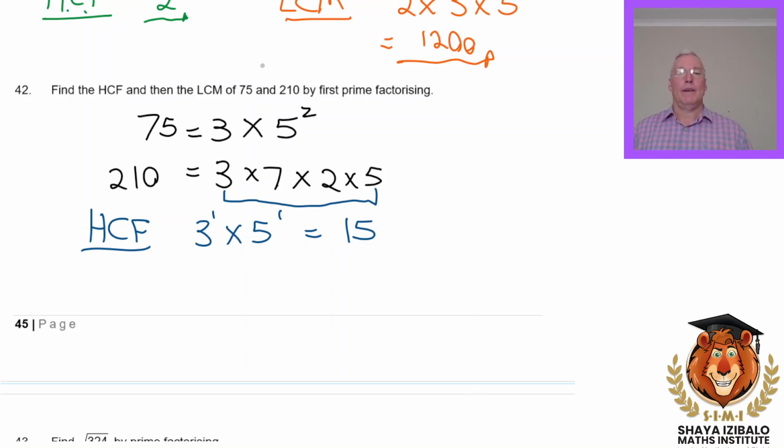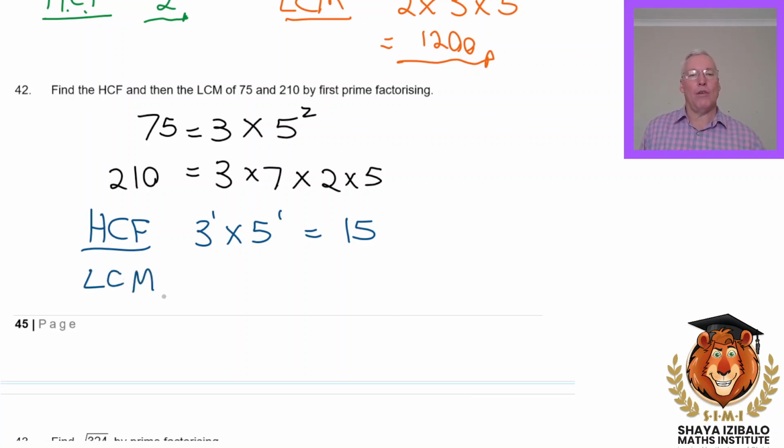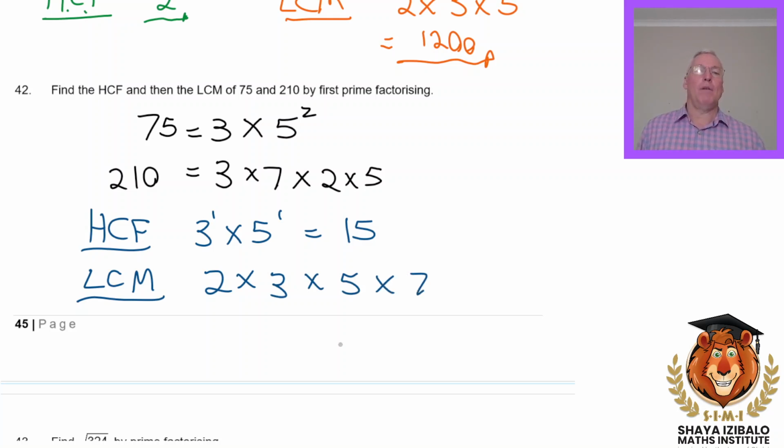Right, now let's do the LCM. For the LCM, we write down all the bases. We've got a 2, we've got a 3, we've got a 5, and we've got a 7. But now we must take the biggest number we've got of each. We've only got one 2, so we take one 2. Only got one 3, so we take one 3. We've got two 5s, so we need to take both of them, and then we've got one 7.